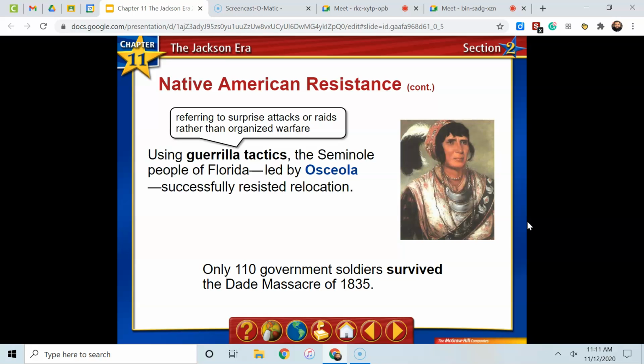Only 110 government soldiers actually survived the Dade massacre. This is a very one-sided victory for the Seminole Nations. It's referred to as a massacre, but ultimately it is a successful defense by Native Americans.